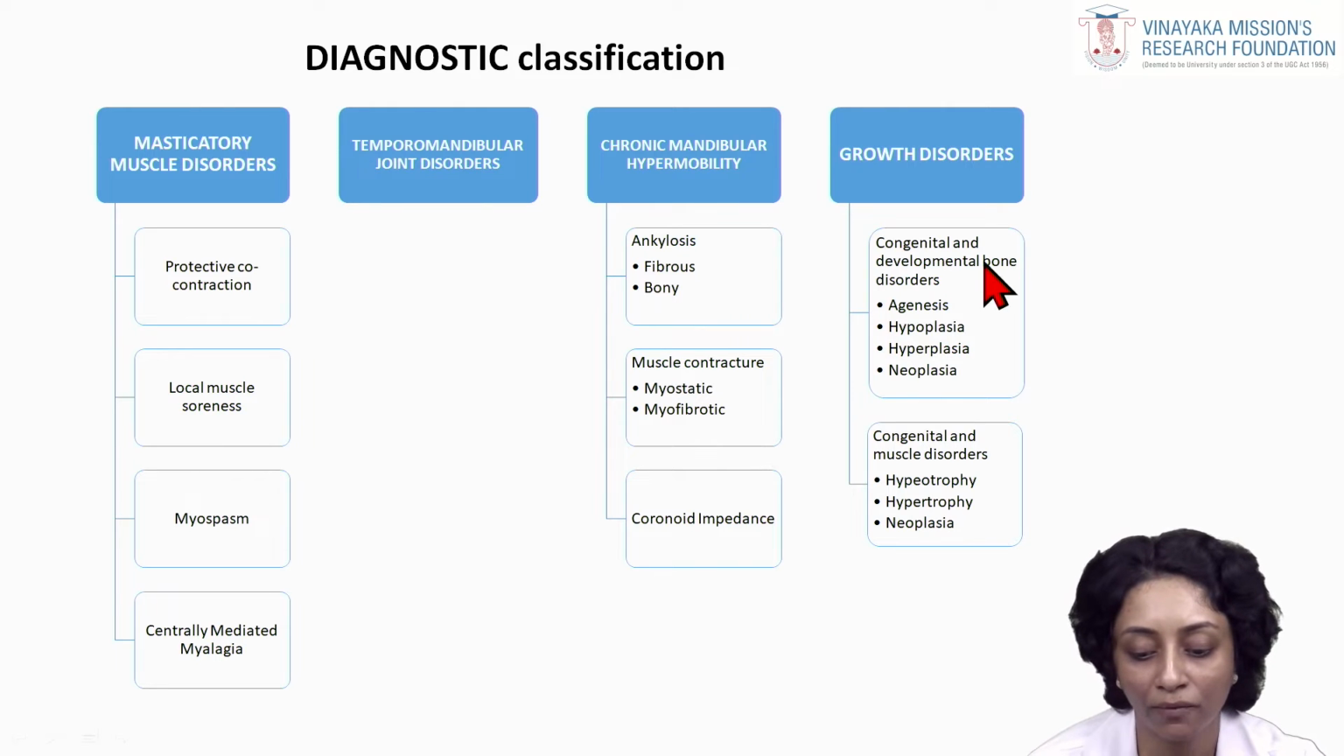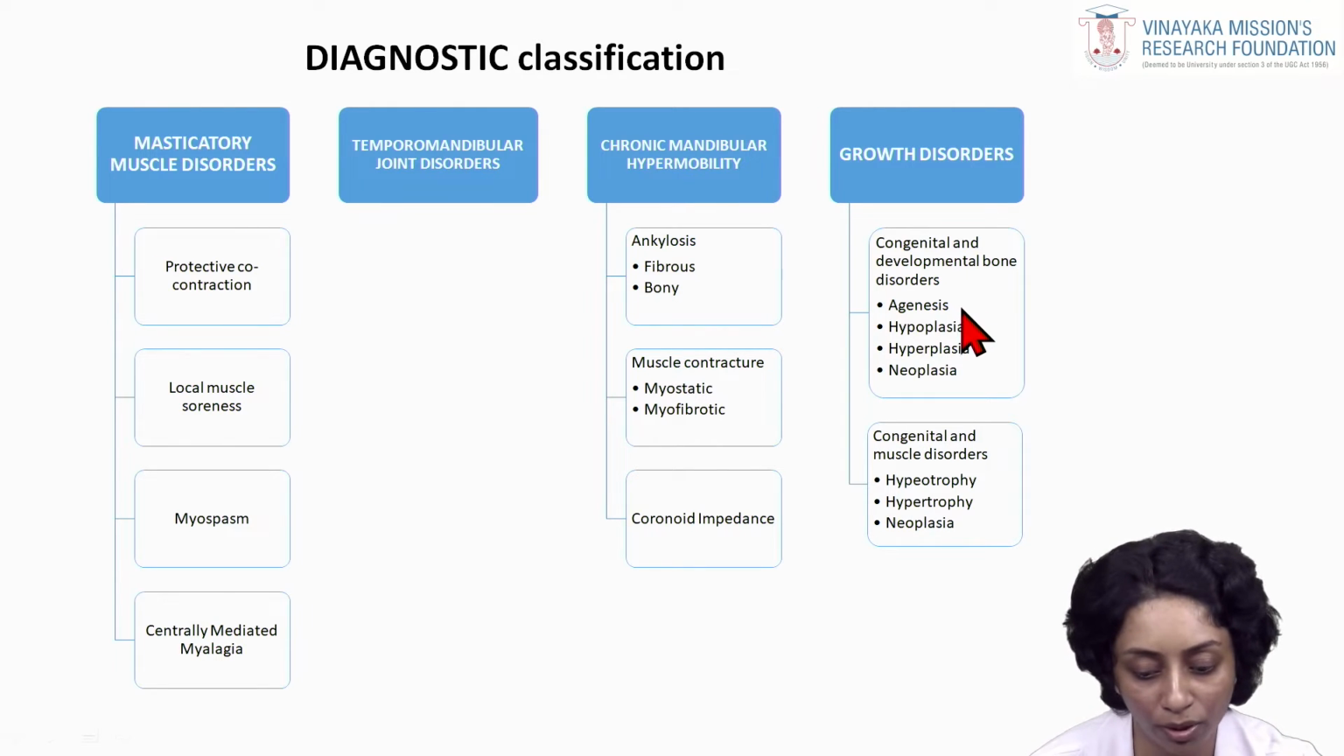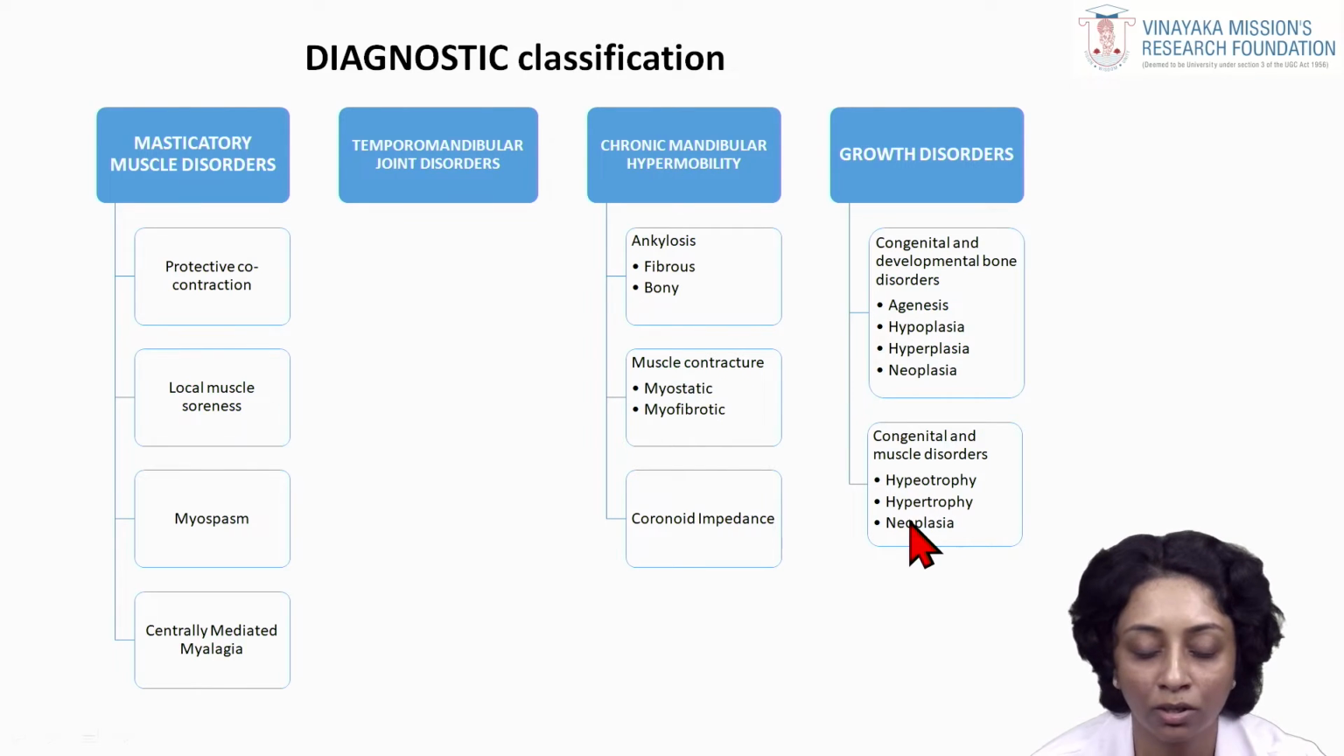Following this, the growth disorders. We have congenital and developmental bone disorders, under which there is complete absence of development of the condyle, then partial development of the condyle, that is hypoplasia, or sometimes any cancerous growth in the condyle. All this will be grouped under developmental bone or congenital disorders. In congenital muscle disorders, we can have hypertrophy or muscle tumors like rhabdomyosarcoma or leiomyosarcoma. All this is again grouped under growth disorders.